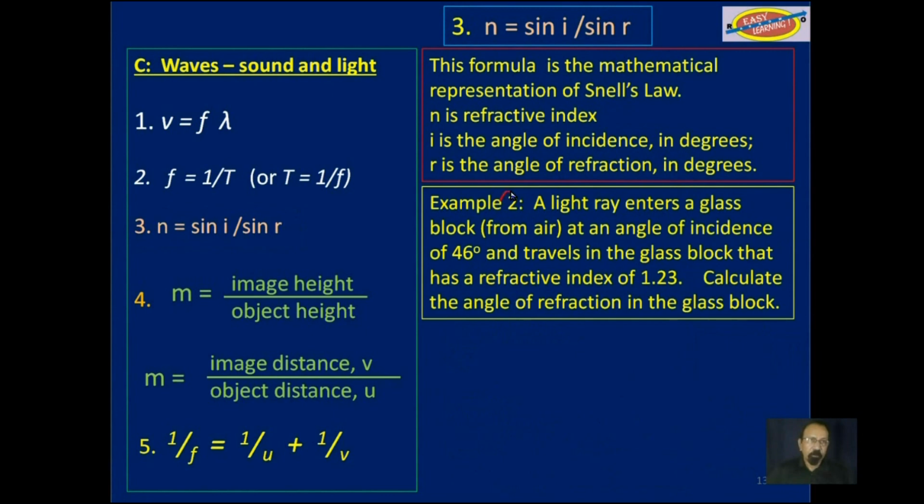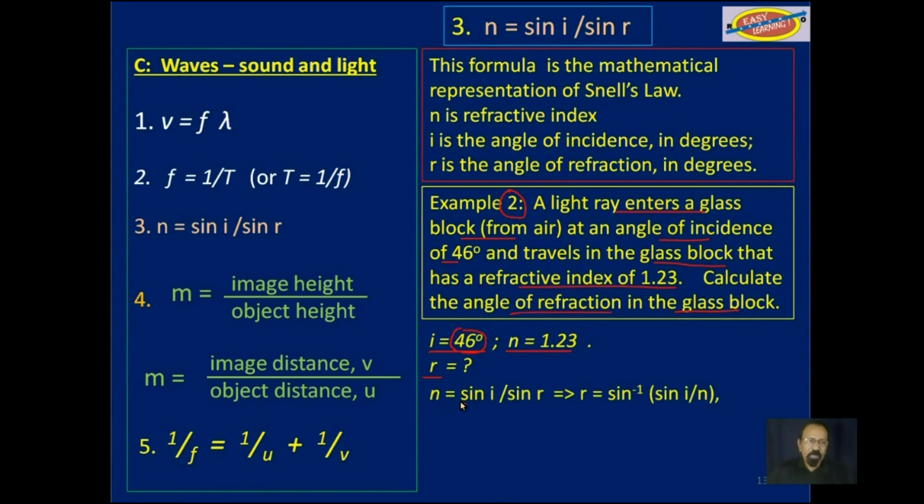Let's look at example 2. A light ray enters a glass block from air at an angle of incidence of 46 degrees and travels in a glass block that has a refractive index of 1.23. Calculate the angle of refraction in the glass block. So we know that I, the angle of incidence, is 46 degrees. We know that N is 1.23. We want to find the angle of refraction, which must be less than 46.